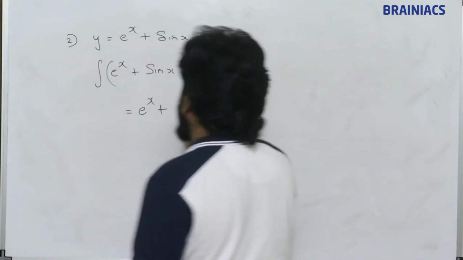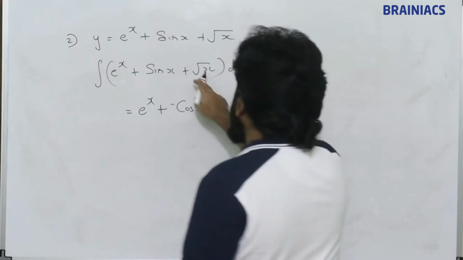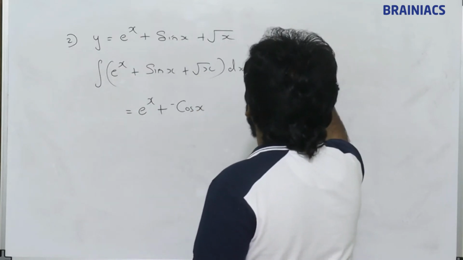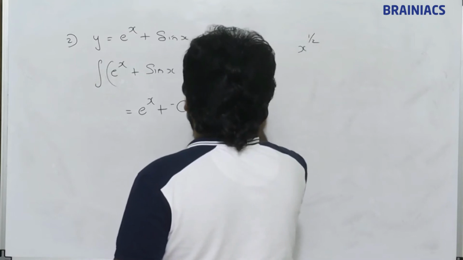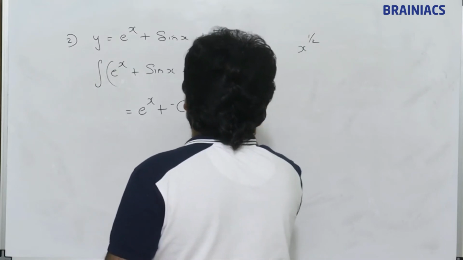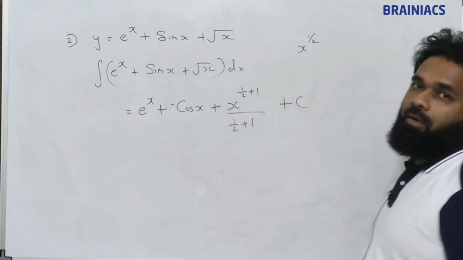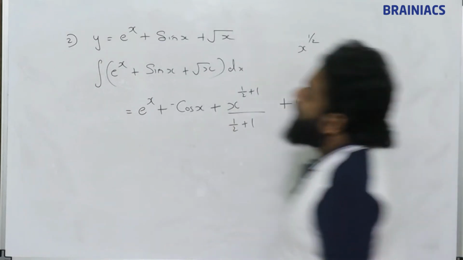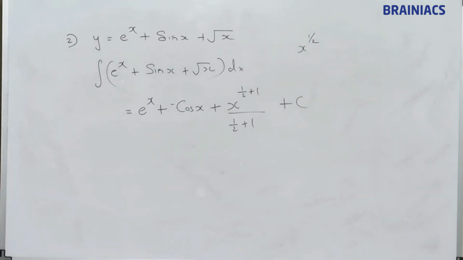What is the integration of sin x? This is minus cos x. What is the integration of root x? Root x is x raised to 1 by 2, so this is nothing but x raised to 1 by 2 plus 1 divided by 1 by 2 plus 1. And for everything put together, add a constant. So this is how, if we get addition of functions, we will be able to do it.